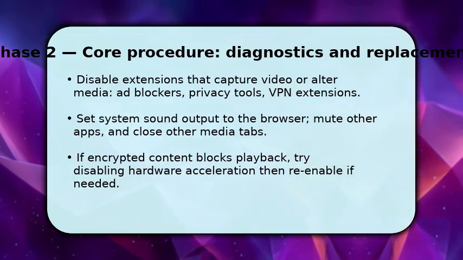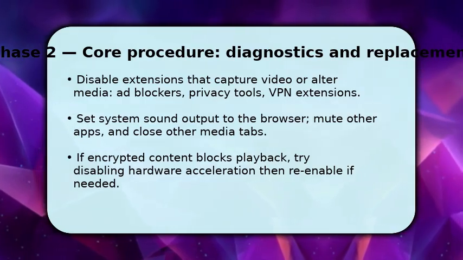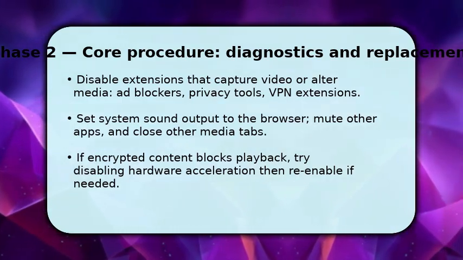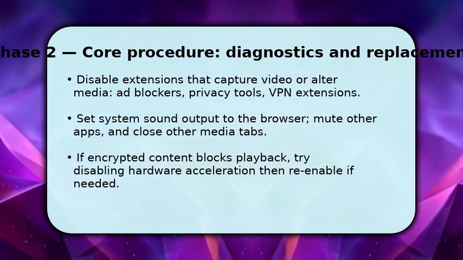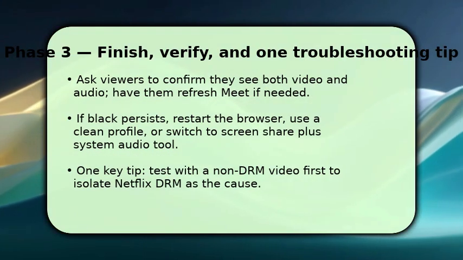If you hit DRM-related black screens, toggle hardware acceleration off, test playback. Then turn it back on if performance suffers. This often resolves encrypted streams. Finish by verifying playback with participants. Ask them to confirm video and audio, and advise a Meet refresh if they only see black.